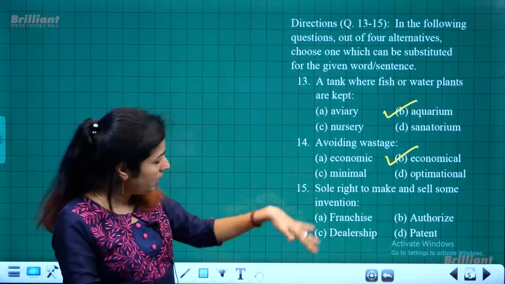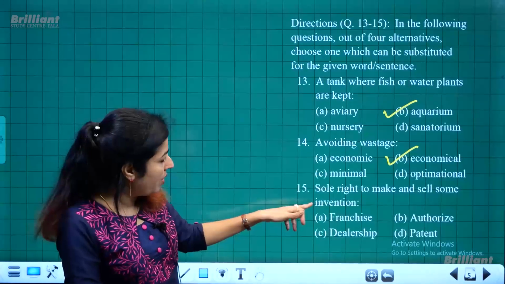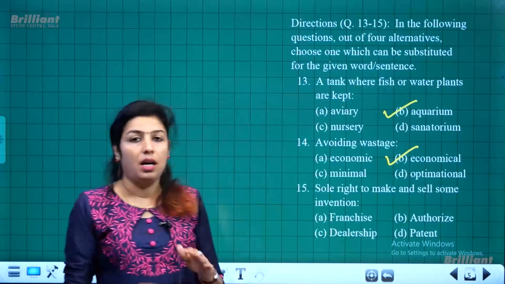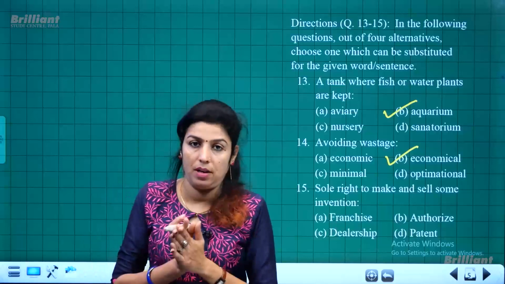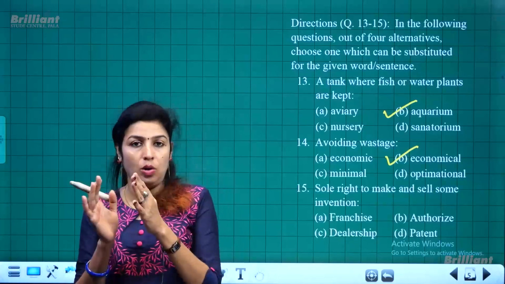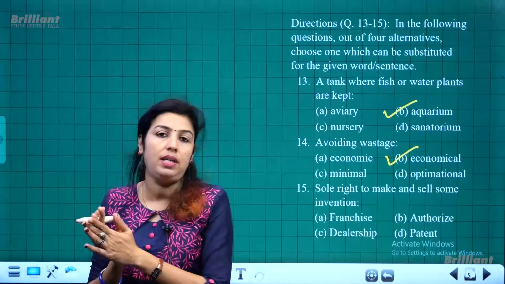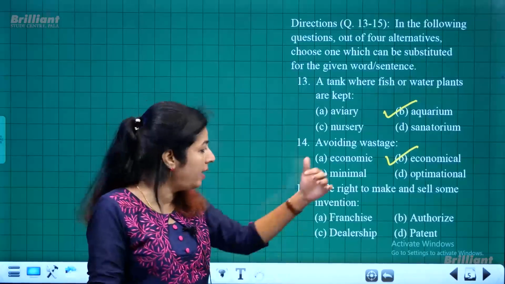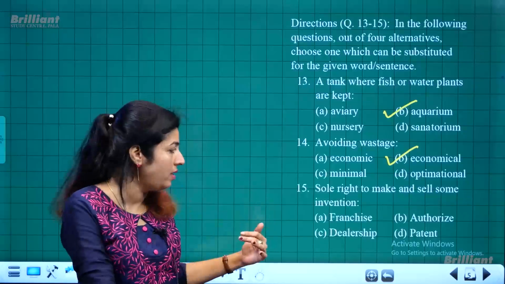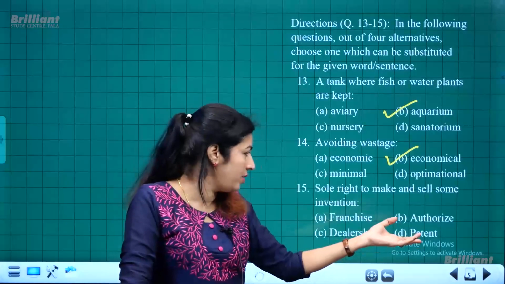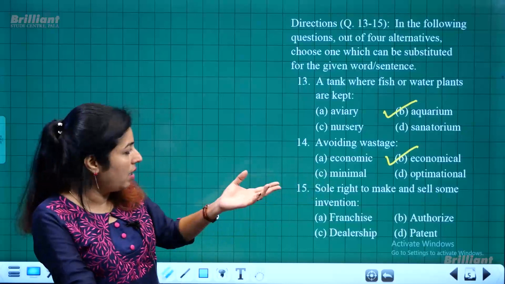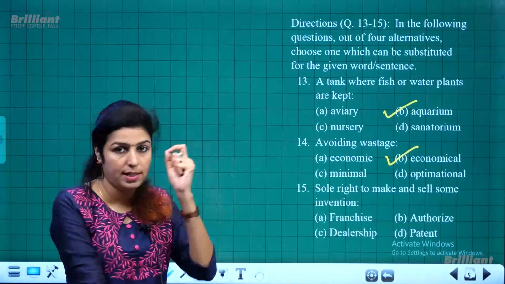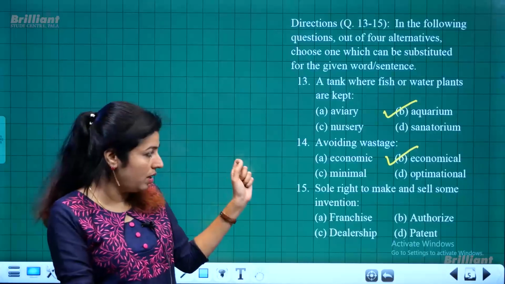Now next is sole right to make and sell some invention. See, a person has invented something, and he alone, or the authority being given to that person who has invented the thing, he alone or she alone will have the right to sell that invention of his, or to make a copy of it, a replica of it. So what is that term which you call that?